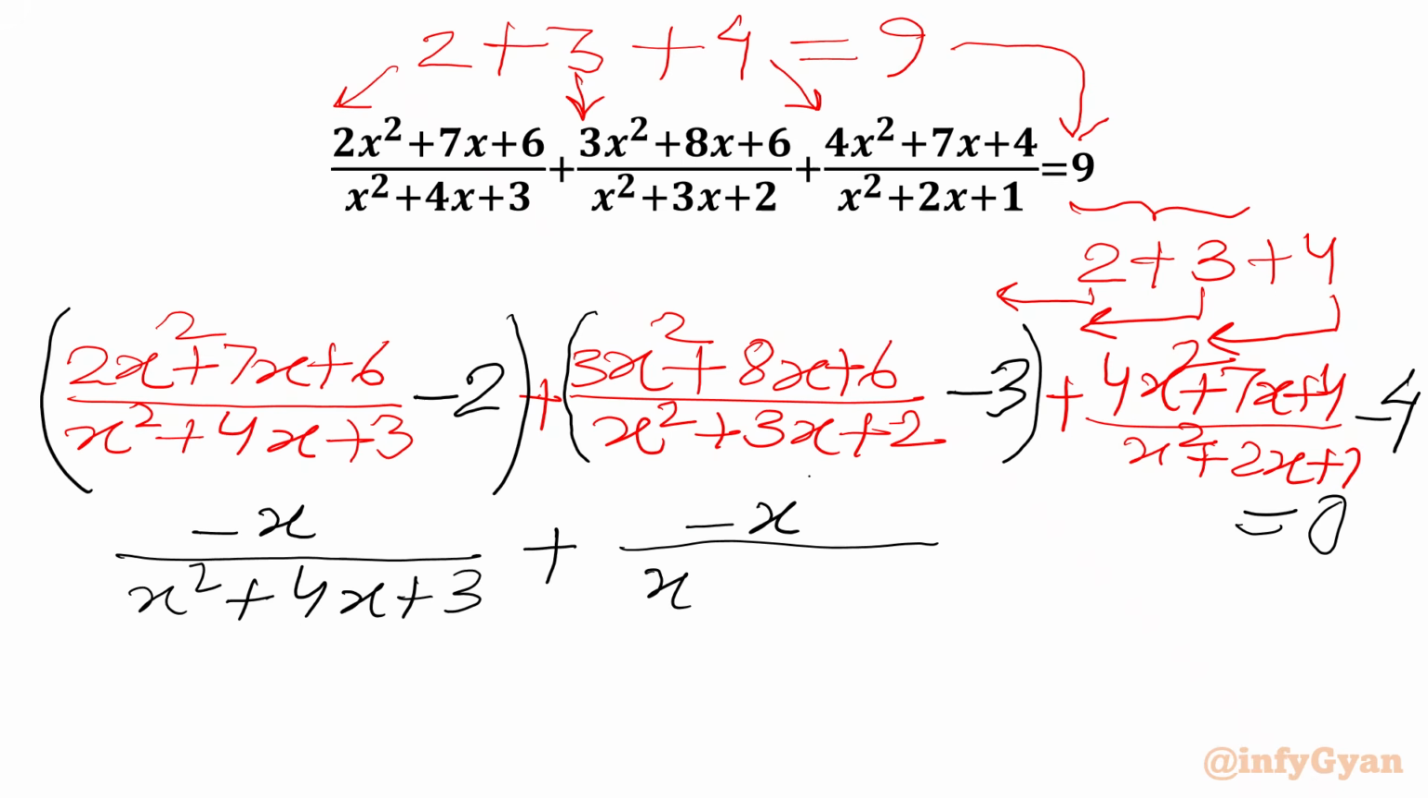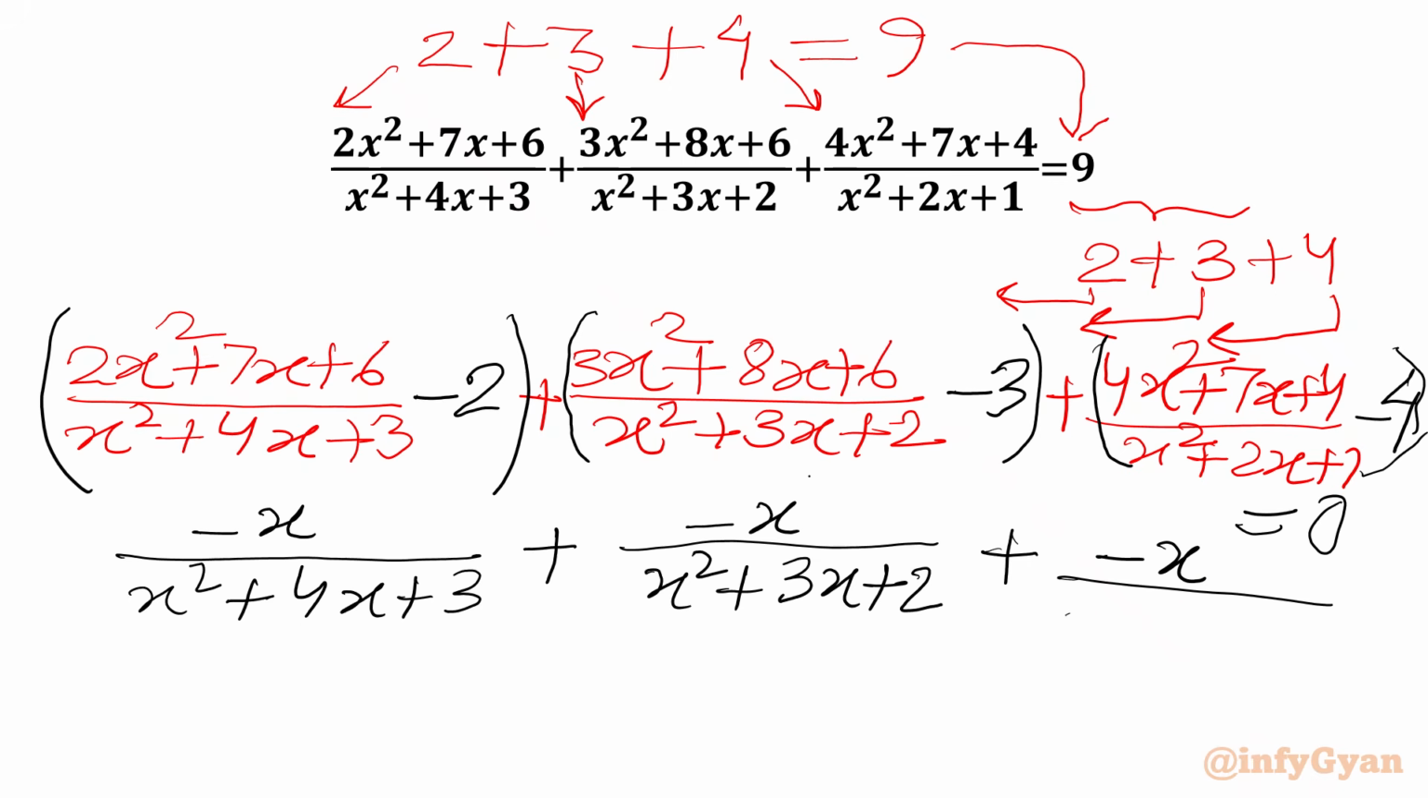In the denominator we have x square plus 3x plus 2, plus, we have to take LCM over here also. So we will get 4x square plus 7x plus 4 minus 4x square minus 8x minus 4. So plus 4 minus 4, and 4x square minus 4x square will cancel. We will get 7x minus 8x, which is minus x. In the denominator we will get x square plus 2x plus 1, equal to 0.